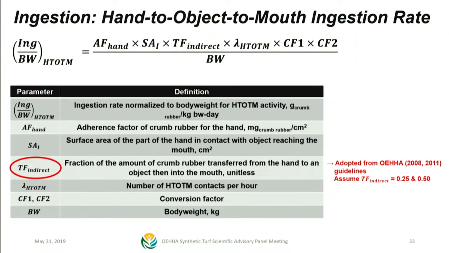The fraction of the amount of crumb rubber lost from the hand prior to transfer to an object describes the amount that is lost from the hand after activities such as hand washing or wiping hands on clothing before handling an object. Following OEHHA guidelines, a value of 0.25 is adopted for this parameter. OEHHA will also consider using a value equal to zero, since opportunities for hand washing may not be readily available at the field. Additionally, athletes or bystanders may wipe their hands on clothing or towels that have been in contact with the field surface and may be saturated with crumb rubber. The number of hand-to-object-to-mouth contacts per hour for athletes and young bystanders is derived from the video data.